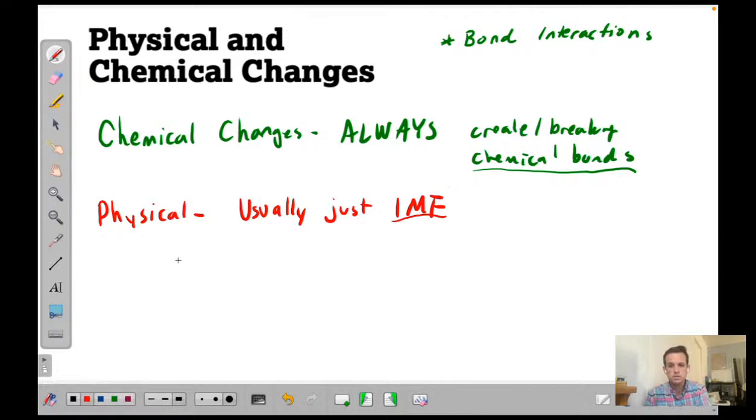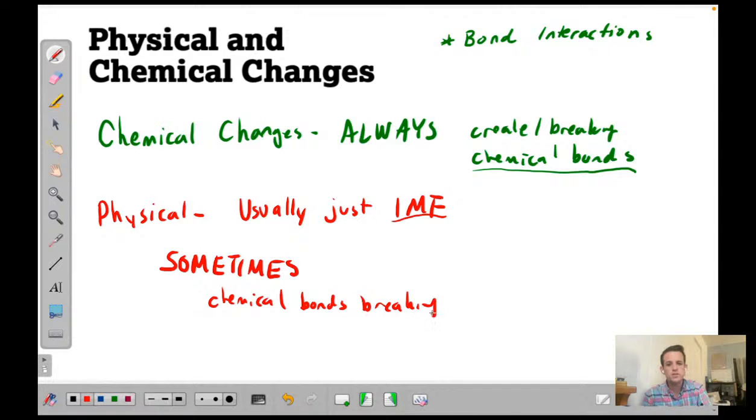Now, sometimes a physical change can have chemical bonds breaking. And you're like, wait, that's blasphemy. What are you talking about? And this is probably one of the hotly debated topics in this section, which is the dissolution of ionic solids.